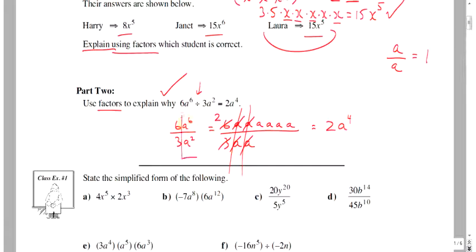But let's check. What is 6 minus 2? When I'm dividing with the same base, I subtract. Is that a to the 4? Yeah. And 6 over 3, that's 2, right? Okay.